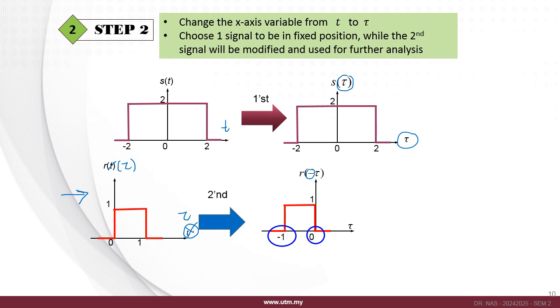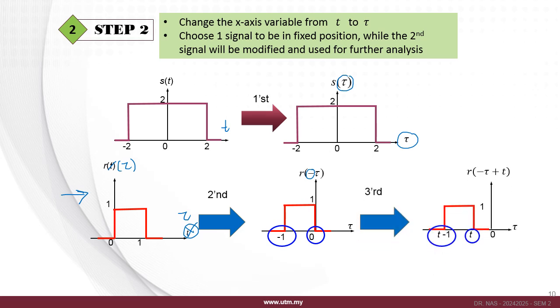Next, the signal will be shifted to the left by t. Okay, this signal r(minus tau) is being shifted to the left by t. Originally it is 0, so now it is being shifted to the left by t. Minus 1 being shifted to the left by t, so it becomes the range of t to t minus 1. So this is what you need to do to the second signal that you have decided to be used for further analysis.